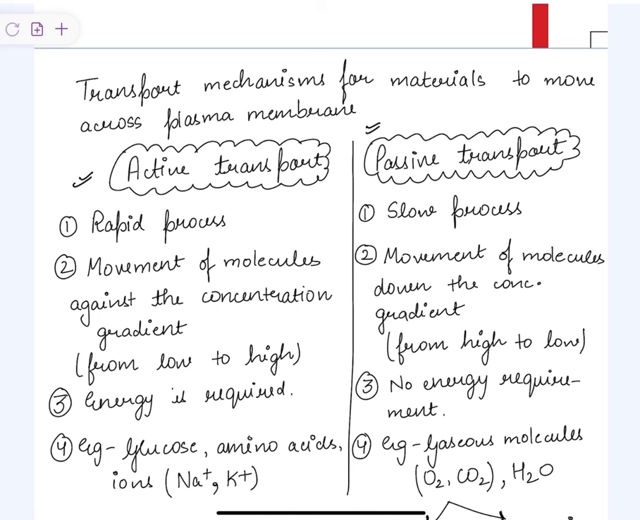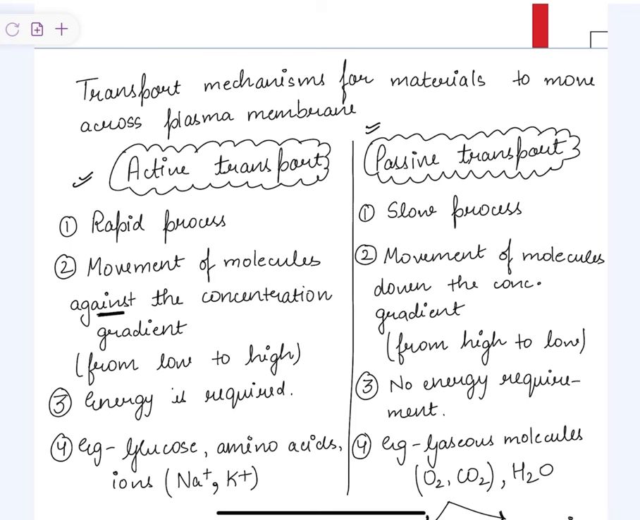So active transport is a rapid process. Why? Because in this case energy is required, means ATP is required, and the movement is against the concentration gradient, means from low to high concentration. And this movement against the concentration gradient can only be regulated if energy is present. And there are examples like glucose, amino acids, or ions like sodium and potassium ions, which can only move across the plasma membrane through this active transport mechanism.